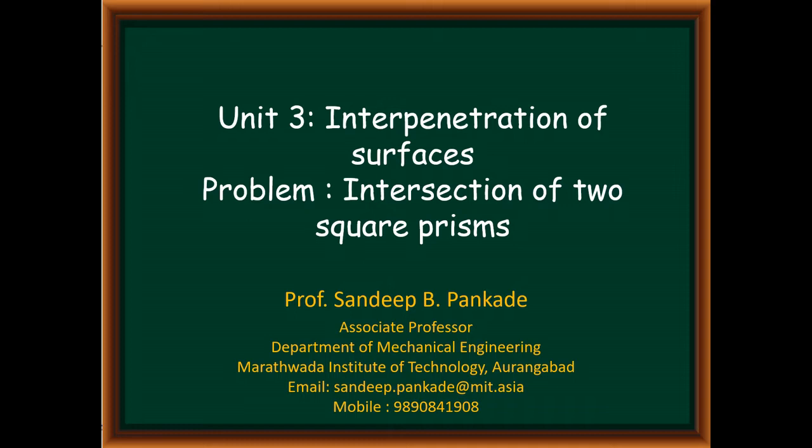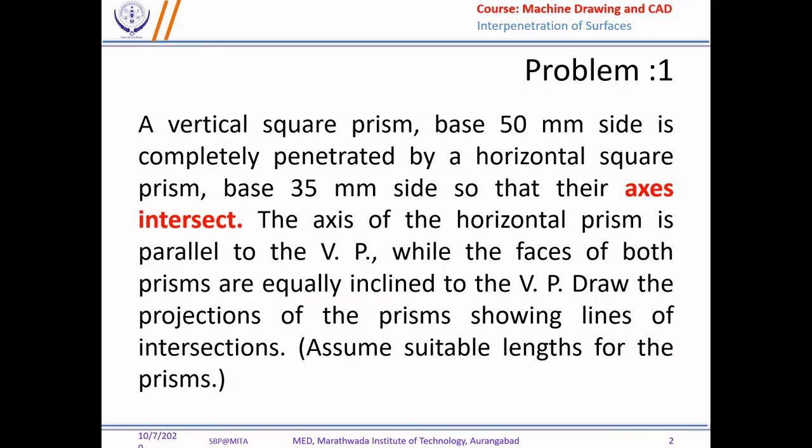The line of intersection between the two prisms is therefore a closed figure composed of a number of such lines meeting at the vertices. It is determined by locating the points at which the edges of one prism intersect edges or faces of the other prism and then joining them in the correct sequence. Let us see this with the intersection of two square prisms.